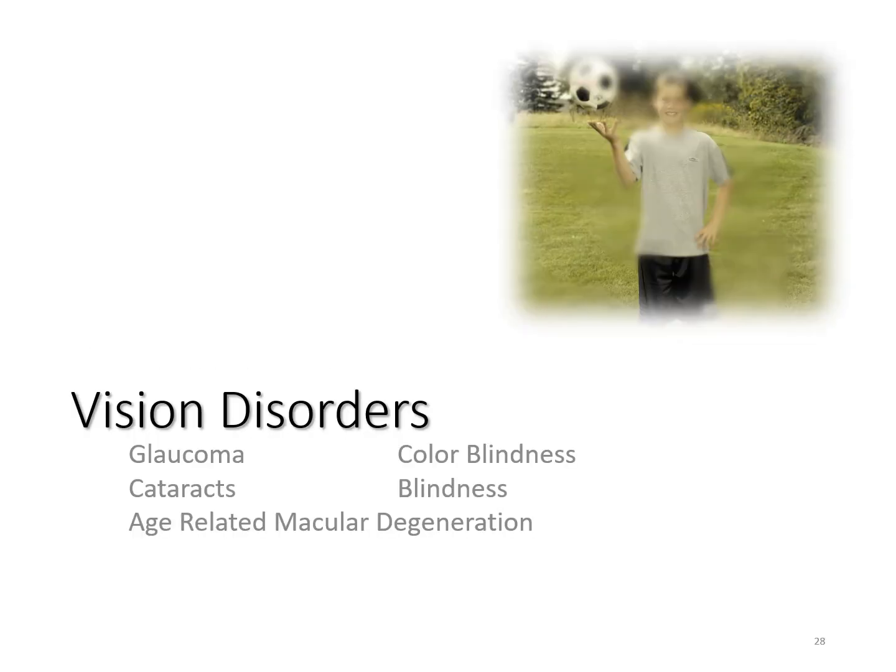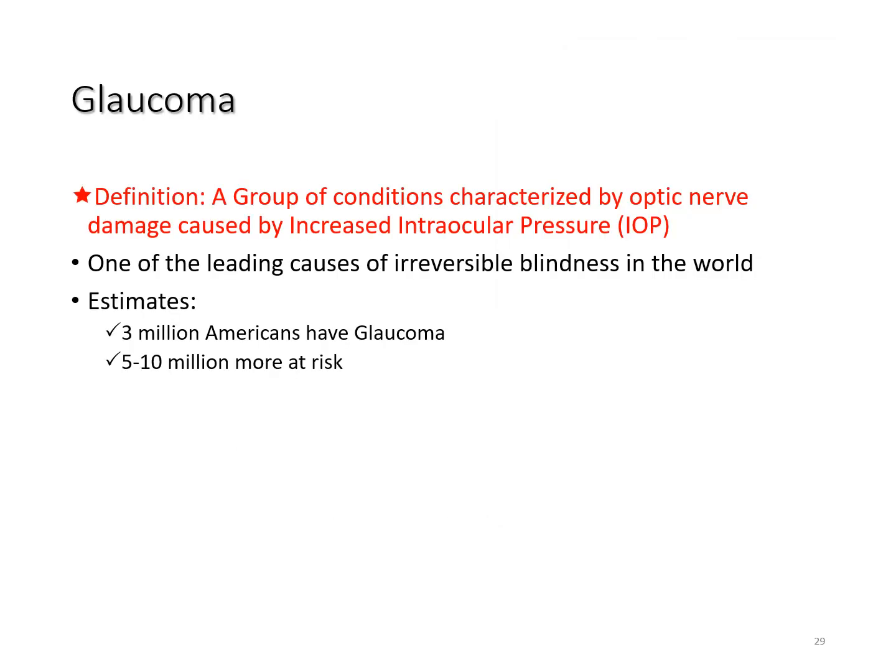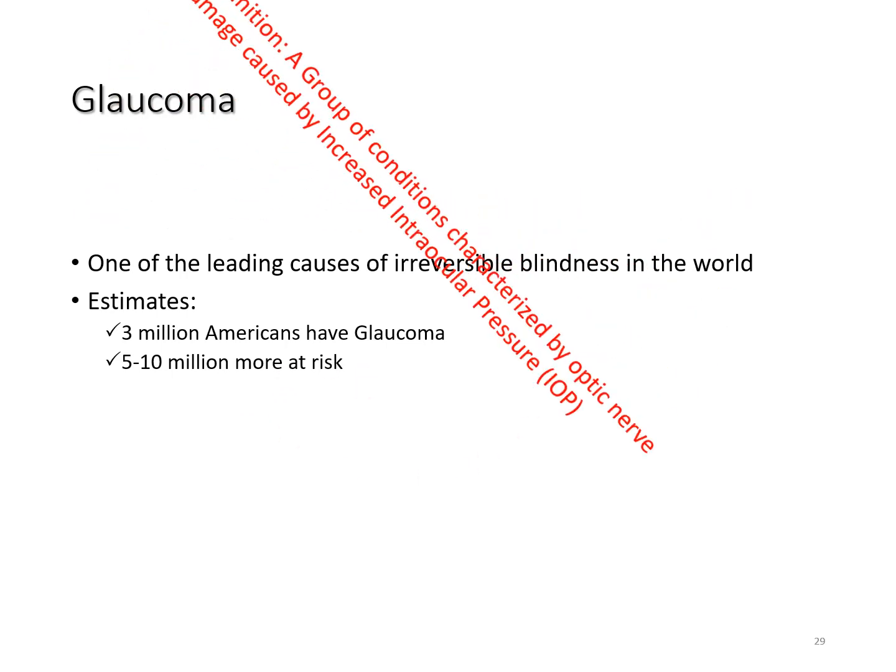So vision disorders, now we will tackle glaucoma, and then I'll probably end it after that one. Okay. It's a group of conditions characterized by optic nerve damage caused by intraocular pressure, IOP. So this is important to know. It's one of the leading causes of irreversible blindness in the world, and a whole bunch of people are in trouble from it.